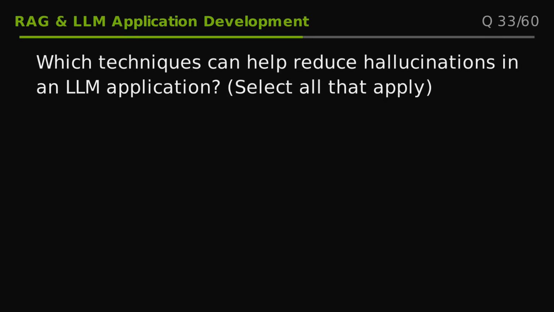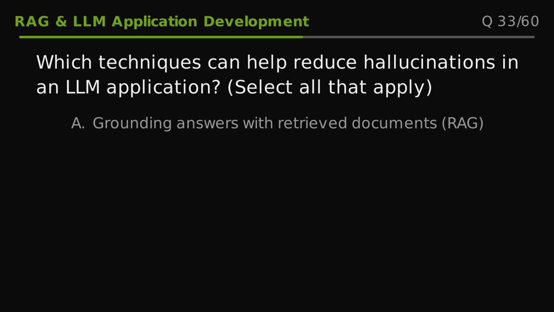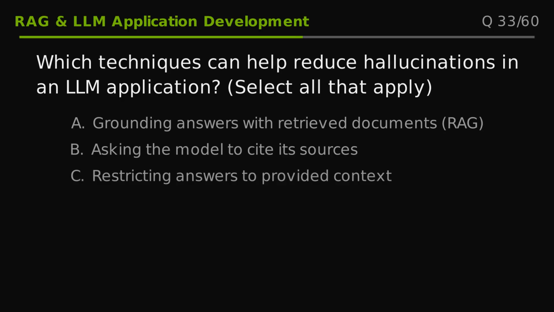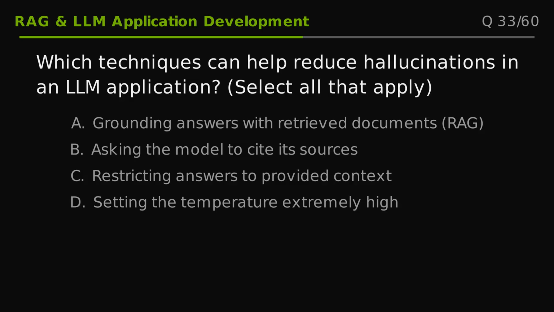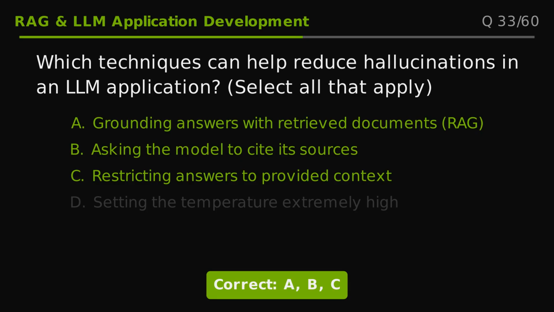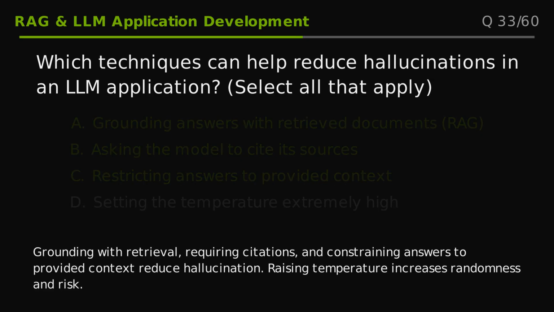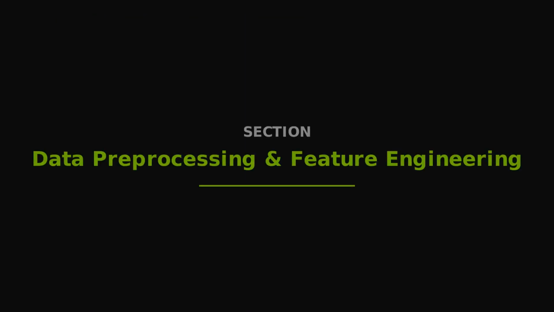Question 33. Which techniques can help reduce hallucinations in a RAG application? Select all that apply. Option A, grounding answers with retrieved documents. Option B, asking the model to cite its sources. Option C, restricting answers to provided context. Option D, setting the temperature extremely high. The correct answers are A, B, and C. Grounding with retrieval, requiring citations, and constraining answers to provided context reduce hallucination. Raising temperature increases randomness and risk. Next section, data preprocessing and feature engineering.